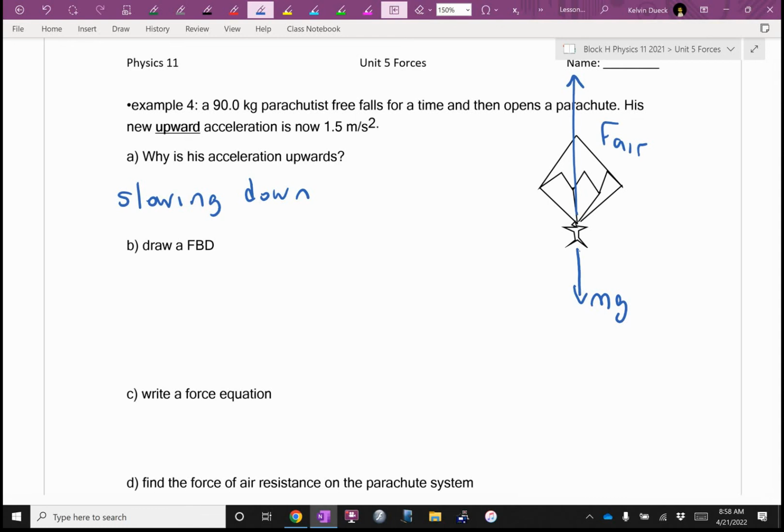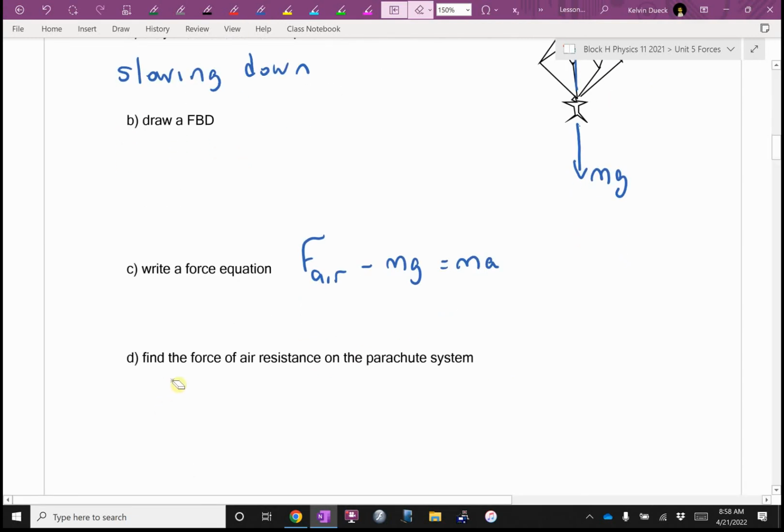Who's losing? Equals. Winner minus loser equals what? Good. See? F air minus mg equals ma. In the previous question, I told you air resistance and we found the acceleration. What are they asking me to find, Bryce, in part D?